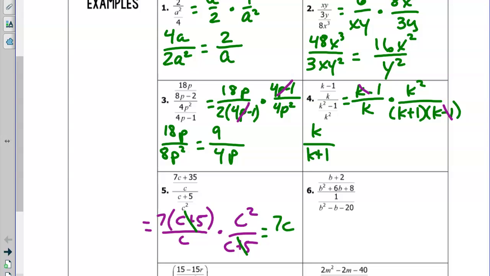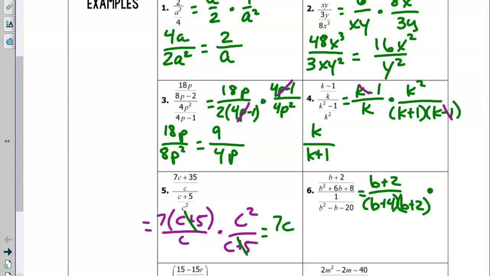Now you'll see number 6. Now we have things that we're going to factor. We're just building as we go. Looking at number 6, we have b plus 2 divided by b squared plus 6b plus 8, all divided by 1 over b squared minus b minus 20. As we're rewriting this, I would factor those trinomials. The b plus 2 stays the same. How do I factor b squared plus 6b plus 8? b plus 4 and then b plus 2.